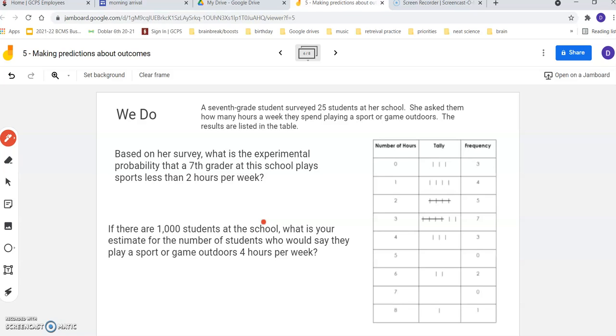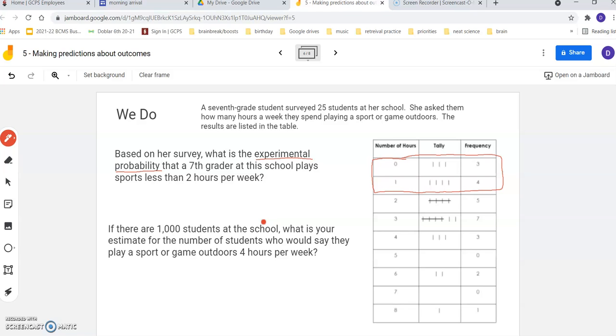So what is the experimental probability that a 7th grader at this school plays sports less than 2 hours a week? Remember, this is, of course, experimental probability because she actually asked this. This isn't theoretical probability. So less than 2 hours a week would be these two groups right here. Notice I'm not including 2. It says less than 2. 2 is not less than 2. If it said 2 hours or less, I would probably include the 2 also, but it just says less than 2, so I'm not going to.